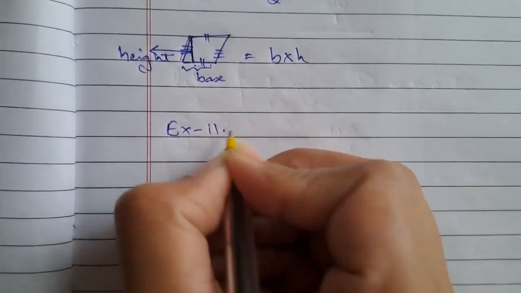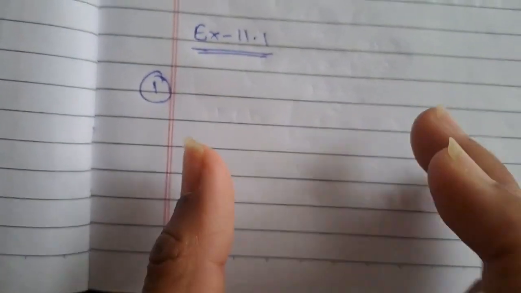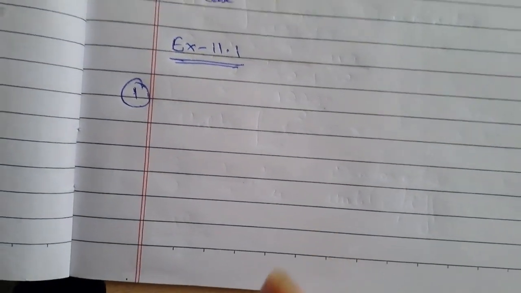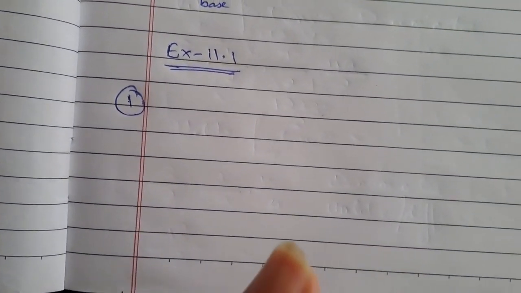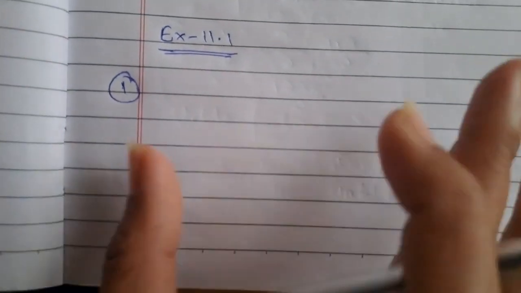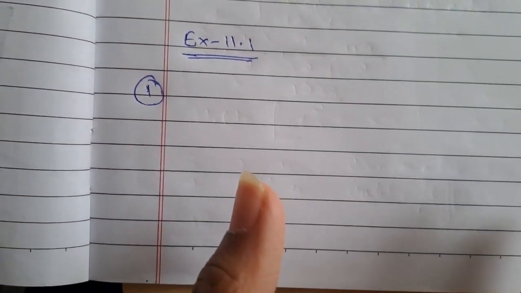Exercise 11.1. Now when you're doing mensuration, I want you to do one thing. What is that one thing? Draw the figure. Unless you draw the shape, it is going to be difficult for you to understand the question. This is my personal suggestion to everyone: draw the shapes and write down the dimensions as it is saying.